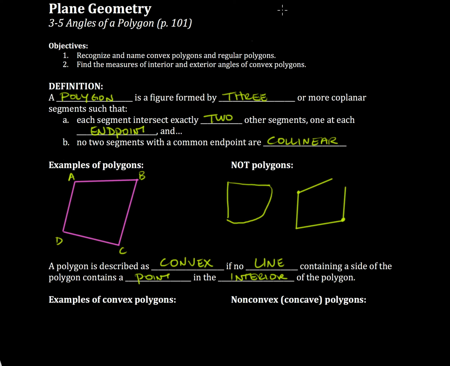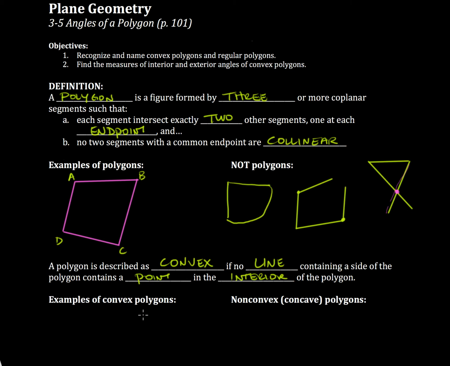Another example of something that wouldn't fit the bill as a polygon might be something like this. And the reason why that wouldn't work is because we can see that this segment right here is intersecting this other segment, but not at its endpoint. It's intersecting somewhere other than the endpoint of the segment. So none of those would be considered polygons. But as long as we're looking at three or more segments that intersect two other segments, one at each endpoint, we're looking at a polygon.